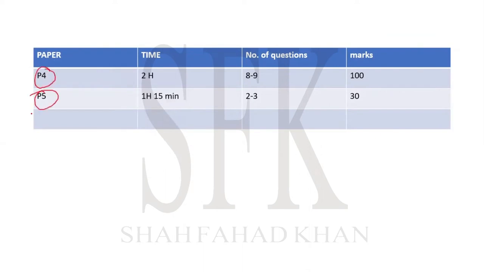We have a paper 4 and a paper 5. Paper 4 is the major paper. It's the paper that has the greatest weightage in your A-level grade, approximately 40% of your grade depends upon this paper. Why? Because it has the greatest number of marks, 100 marks, a 2-hour time period, and 8 to 9 questions.